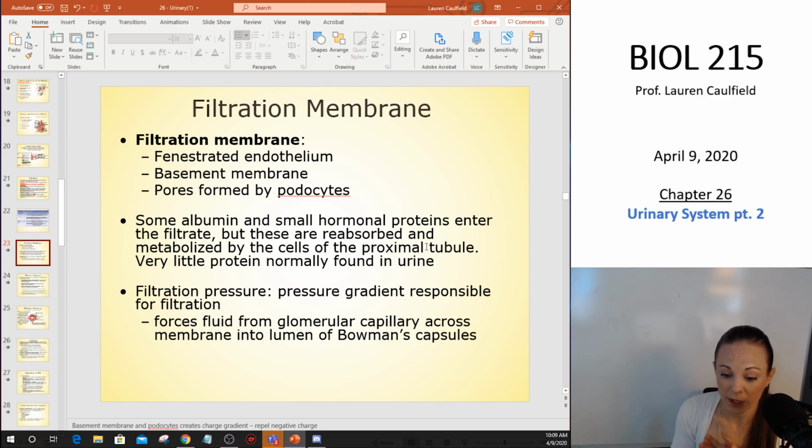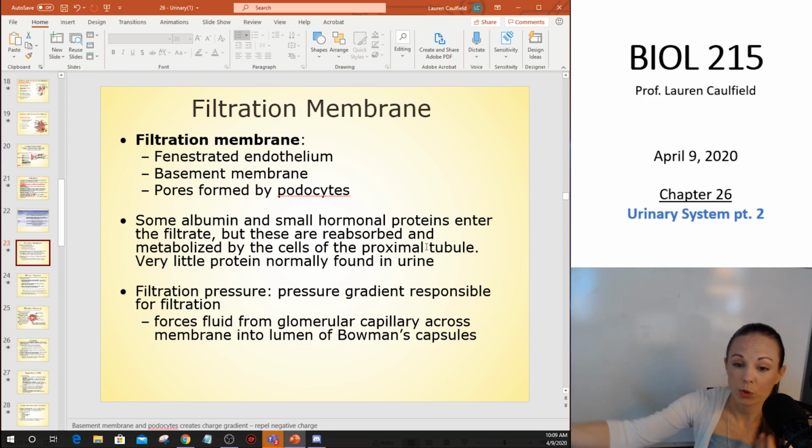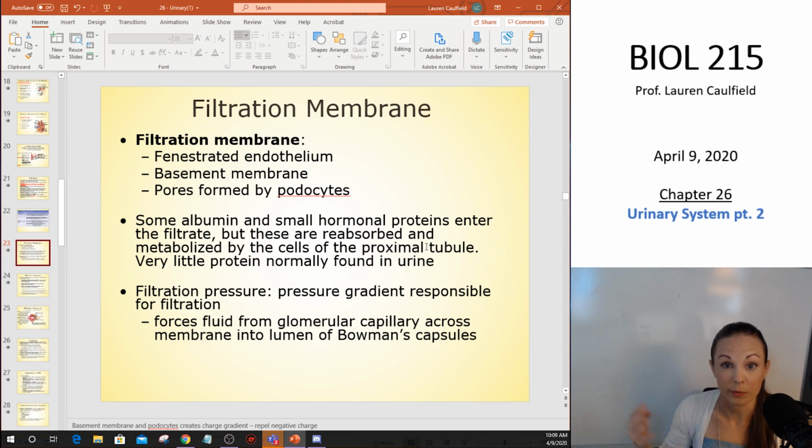So remember I talked about how the only way that you would really see those things in the urine is if there was damage to the filtration membrane, and that would cause a large spillover of those substances into the filtrate, which would be difficult for them to be reabsorbed in their entirety.